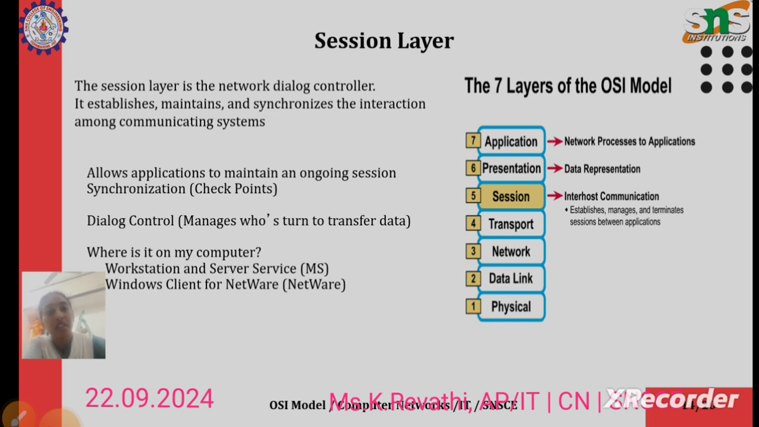The fifth layer of the computer network is the session layer. The session layer is the network dialog controller. It establishes, maintains, and synchronizes the interaction among the communication systems. It also allows applications to maintain ongoing session synchronization, that means checkpoints. Then dialog control manages whose turn it is to transfer data between the devices. Examples are the workstation and server services, called CMS, and the Windows client for NetWare.